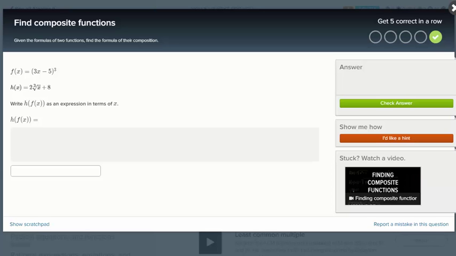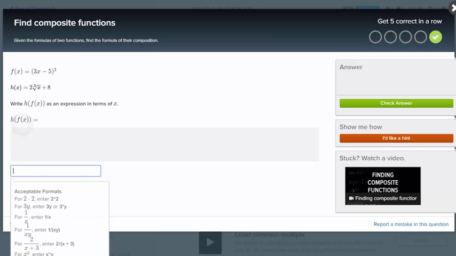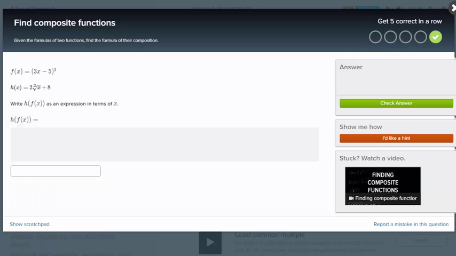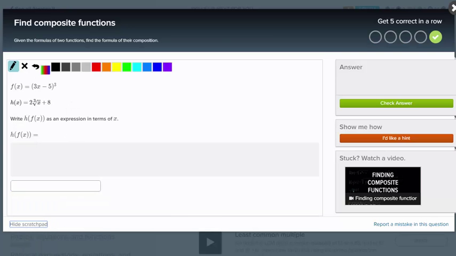All right, find composite functions. Not the easiest thing in the world, but we're going to give it a shot. So once again, we have h of f of x. So we're starting with f of x, right? Starting with our f of x here. Our f of x is (3x minus 5) cubed.